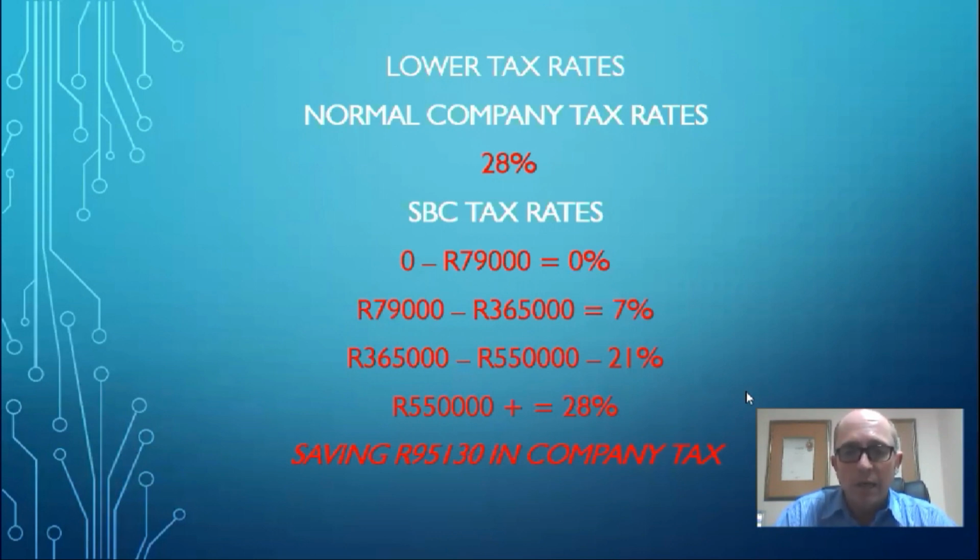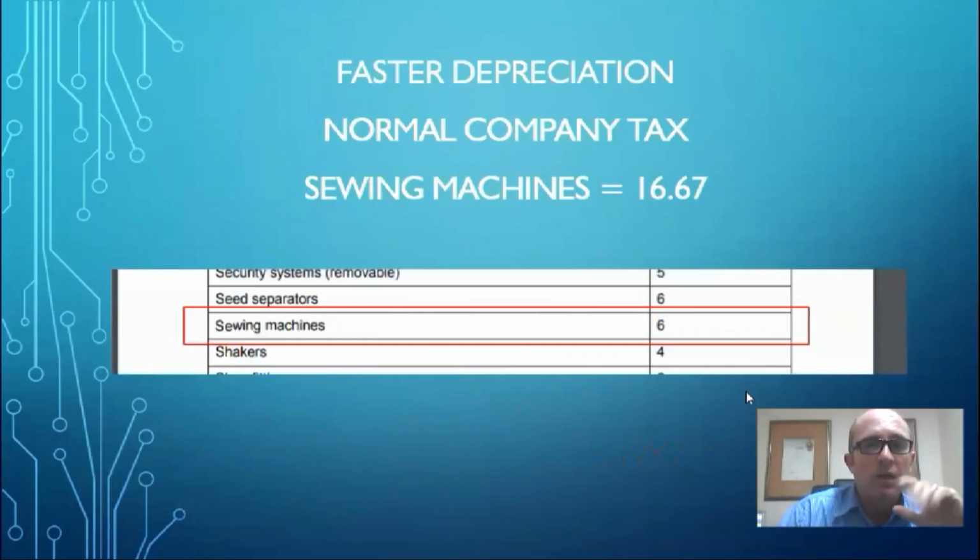If you do the calculations, which I'm going to show you just now with the example as well, you'll see that you actually save 95,130 Rand in income tax. If you look at just that calculation alone, that's a lot of money that you can save. But obviously with these types of things, there are a couple of requirements, and that's what we're going to work through quickly.